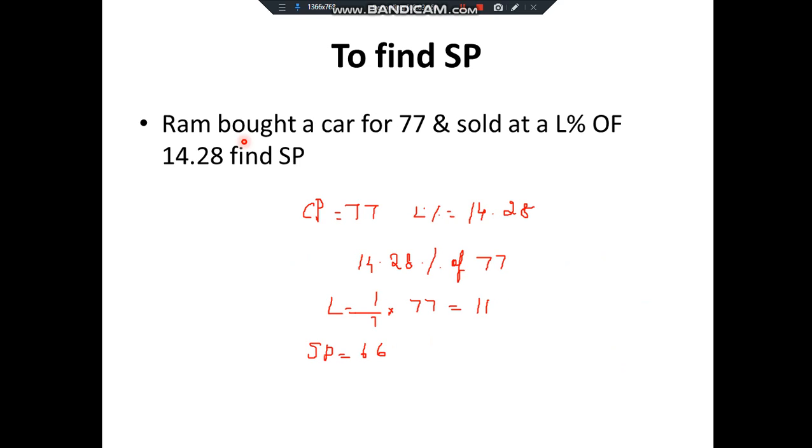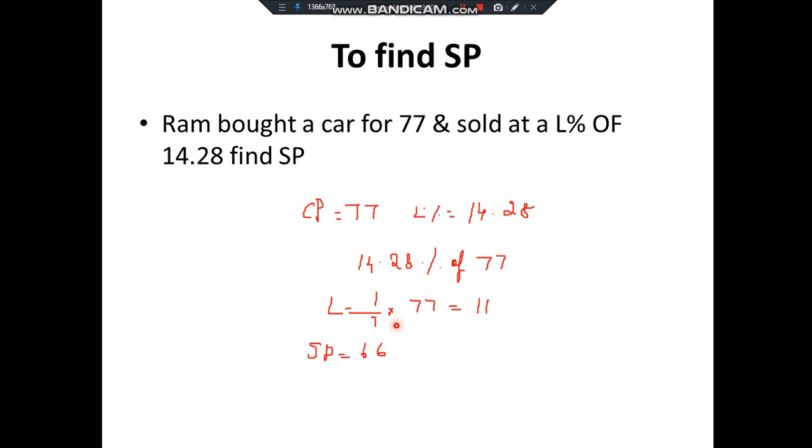Ram bought a car for rupees 77 and sold it at a loss percentage of 14.28. Find SP. Given cost price is equal to 77 and loss percentage is equal to 14.28. So first find 14.28% of 77. 14.28 is nothing but 1 by 7. Hope you remember the table of percentage.